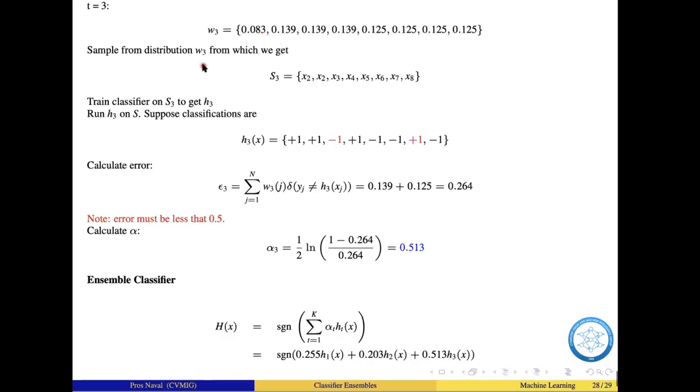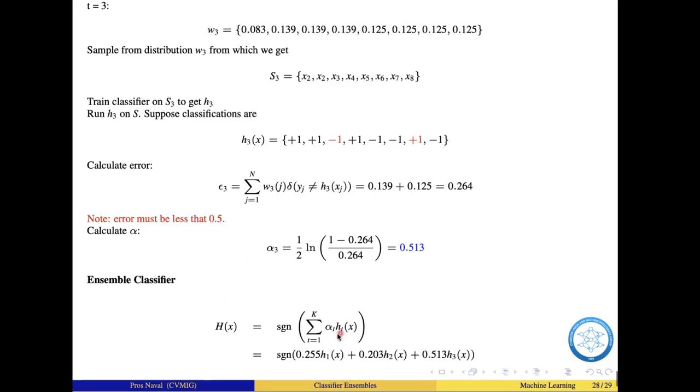So we sample from this distribution. We get the following training vectors, S3. We train our inducer on S3 to get H3. We run H3 on S again, and the classifications are the following. We calculate the errors similarly. We get 0.264. We plug in 0.264 here. We get 0.513.